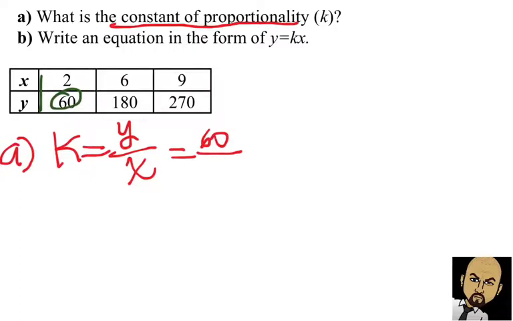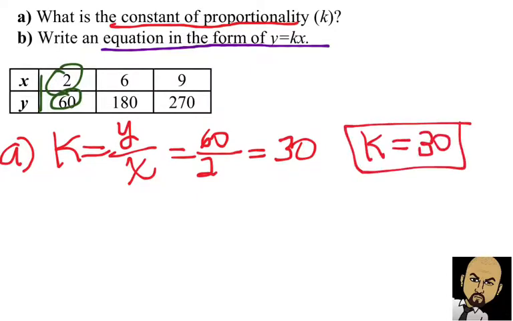And let's substitute our y value, which is 60, and then our x value, which is 2. And then you simplify and you end up with 30. So the constant of proportionality is 30. Now I forgot to write it down. So the constant of proportionality is equal to 30.